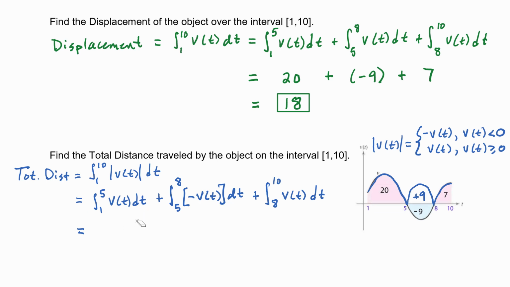For this first integral, we know that the net area is 20. For this second integral, we know that net area is now 9. And for this third integral, we know that net area is 7. So when we total that up, 20 plus 9 plus 7, that means the total distance traveled is 36.